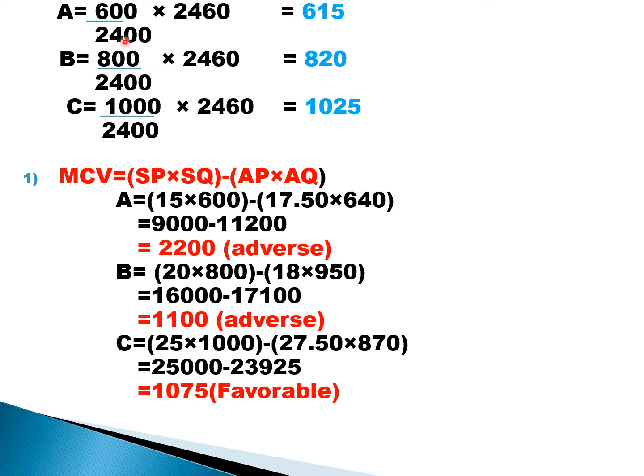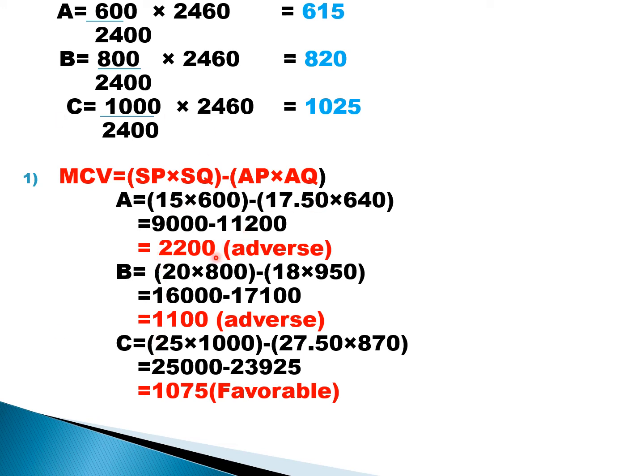Students, first find out RSQ, revised standard quantity. The standard quantity of A, 600, divided by total standard quantity 2400, which we found in the previous slide, into 2460, total actual quantity given in the question. So RSQ, revised standard quantity, is 615. Similarly for B 820, for C it's 1025. MCV, students: apply the formula SP into SQ minus AP into AQ. Apply the formula for A, B, C, substitute the values.